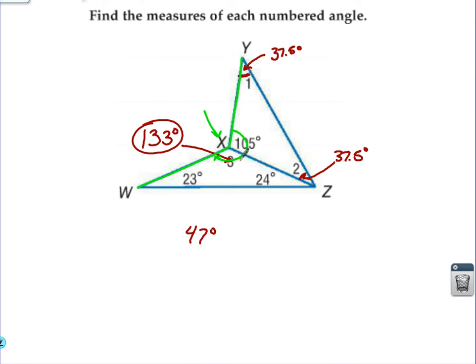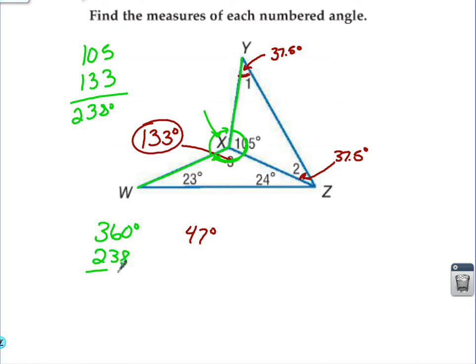Just extra information, if you add 105 plus your 133, you get 238 degrees. This is a 238 degree angle. That's bigger than 180. So how do you find the rest of this angle? You may know. Subtract it from what? 360. All the way around is a 360 degree angle. You would be left with a 122 degree angle for this angle, just in case you ever have to do that. Last problem.